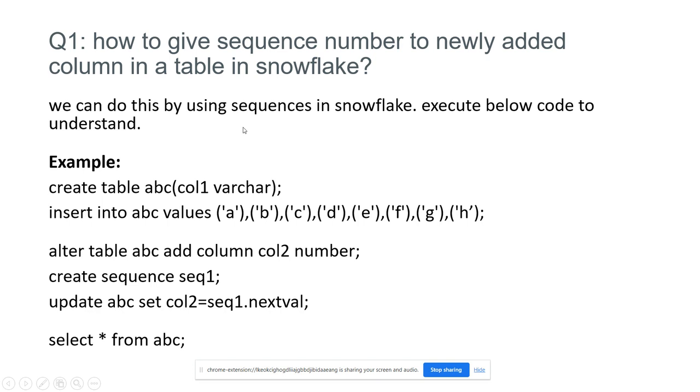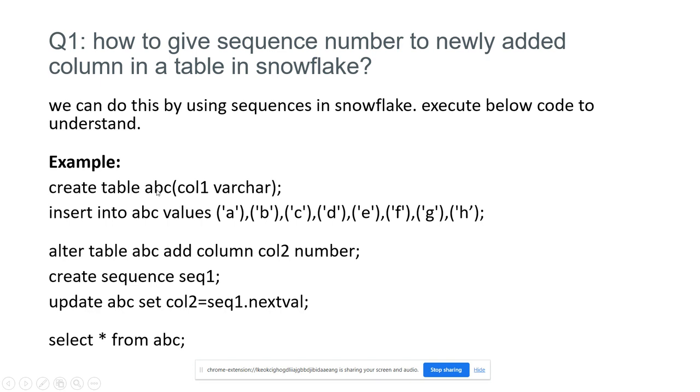Suppose there is a table with some number of columns and I want to add one more column to the table and I want to assign some sequence number to that column. So is it possible in Snowflake? If yes, how? Okay. So suppose take this example.